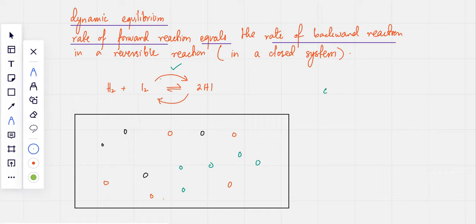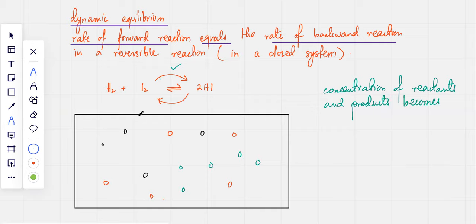When that is equal, the concentration of the reactants would become constant, and the products as well. It becomes constant, sorry, not equal. Equal is the wrong word. It becomes constant. Not equal. The concentration could be anything. You could have more products. You can have more reactants at equilibrium.